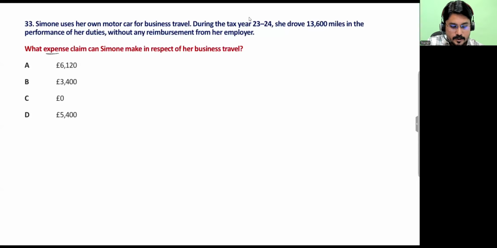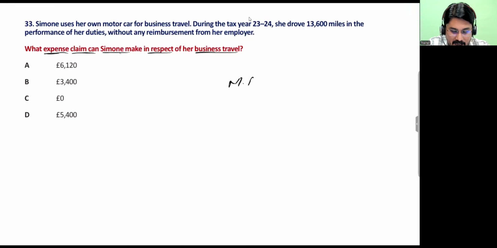Requirement is what expense claim can S make in respect of her business travel? Keep in mind, in employment income, when the car is provided by the employer, then car benefit is calculated. And if the employee is using his or her own car for business purposes, then mileage allowance calculations will be performed.